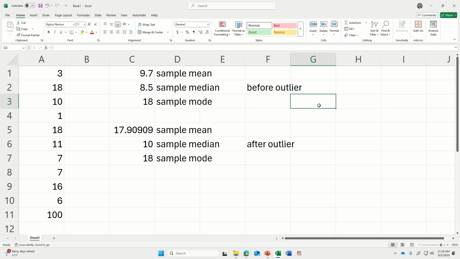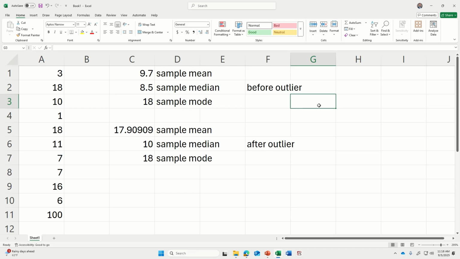So before I added the outlier, my mean, median, mode are here. Afterwards, the mean jumps a whole lot. It jumps from 9.7 to 17.9. The median moves a little bit. It moved from 8.5 to 10. The mode doesn't move at all.